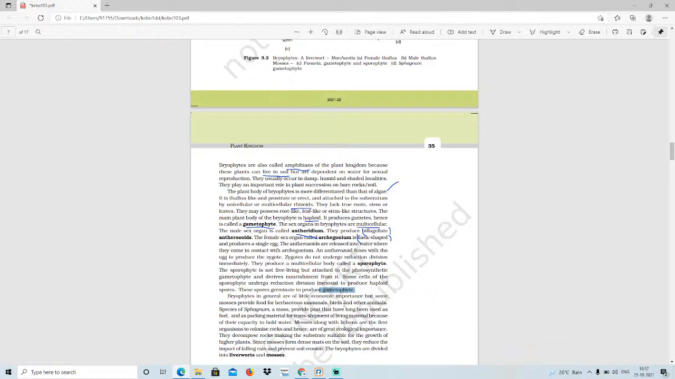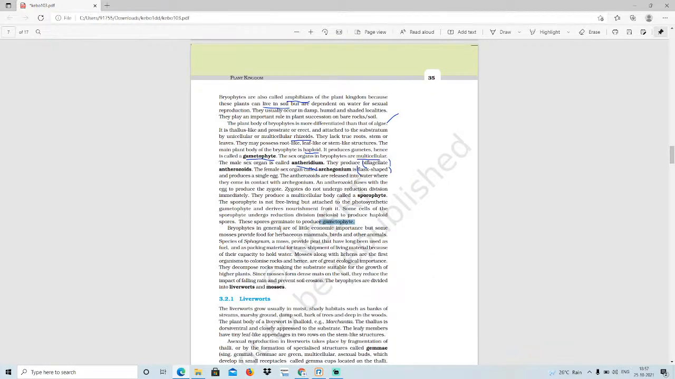So this is the cycle end to end. The gametophyte first converts into a zygote, then the zygote gets converted into a sporophyte, and then the sporophyte produces haploid spores, and those haploid spores germinate to produce the new gametophyte. So it's very simple.